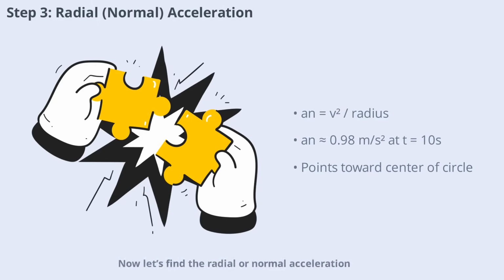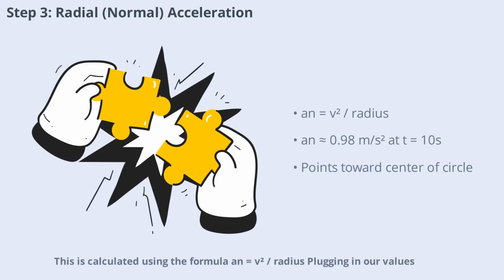Now let's find the radial or normal acceleration. This is calculated using the formula a_n equals v²/radius. Plugging in our values, we get a_n equals 6.25²/40, which equals approximately 0.98 meters per second squared. Radial acceleration always points toward the center of the circle and is responsible for changing the direction of the boat's velocity as it moves along the circular path.